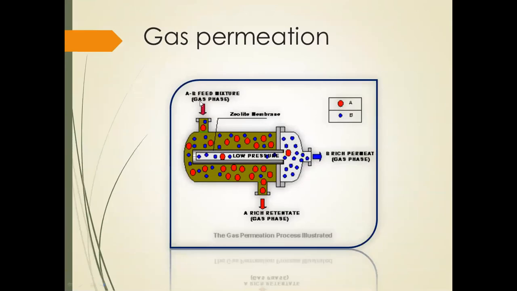And this is how it is. So you have here the AB feed mixture, the gas mixture, and you have this particular membrane here. And there's an application of a pressure difference. So this part is at low pressure. What happens is the A-rich retentate passes here, whereas the B-rich permeate passes on this side. So the A particles are separated from the B particles through cross-flow separation in our membrane, so separation of the two particles in terms of their sizes.